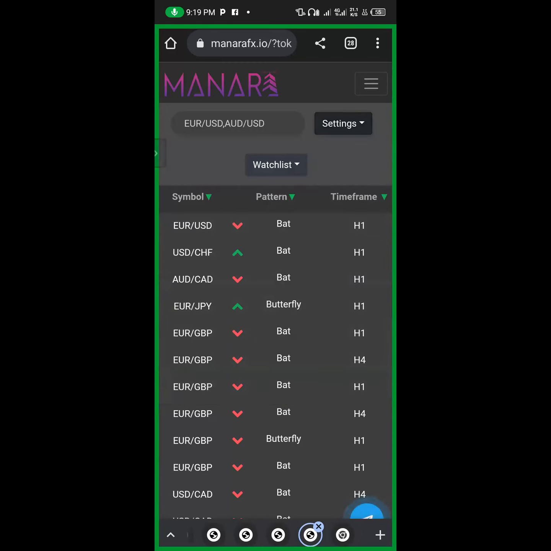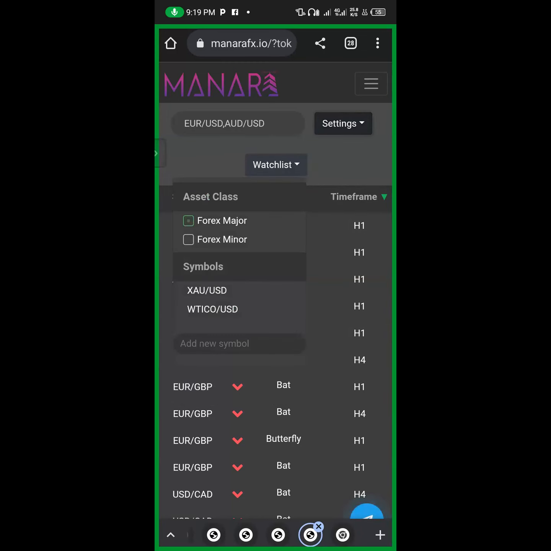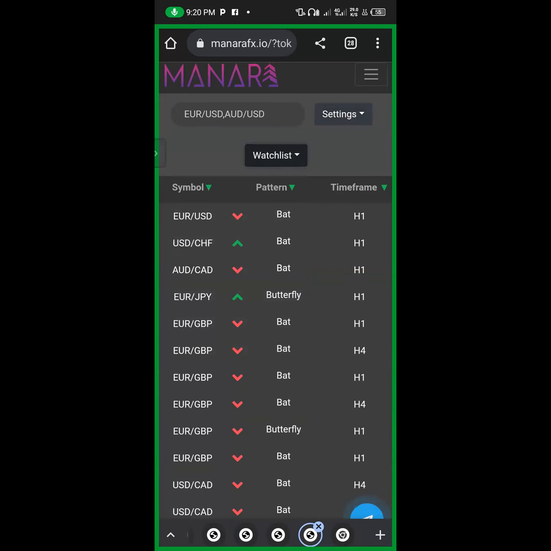Now, the next one you want to do is the watch list. Tap the watch list. Now, guys, if you want to have good trade ideas, good setups, good pairs, only choose the Forex major. Don't choose the Forex minor. I mean, the lesser, the better. Okay? So you choose the Forex major, don't choose the minor. Now, the moment you tap this, it brings out all the trade ideas that are major. Okay, you see them here.